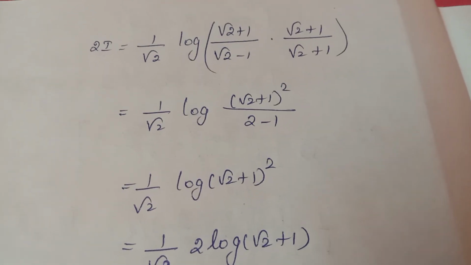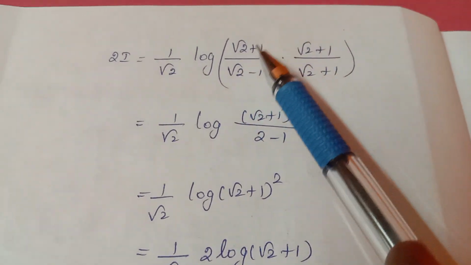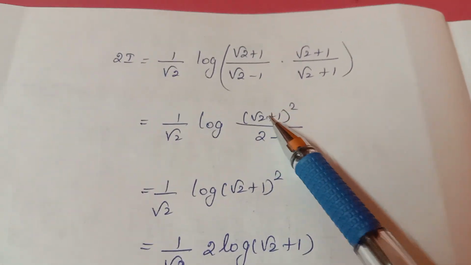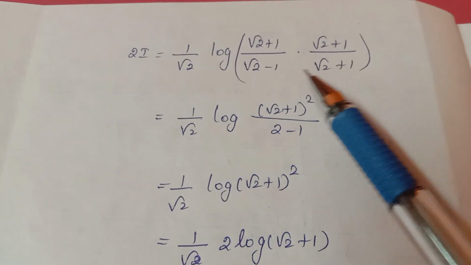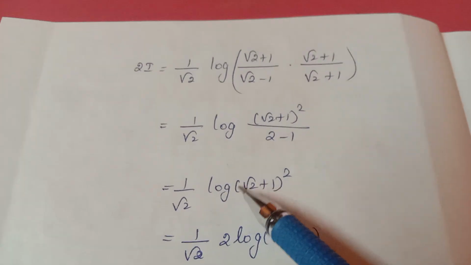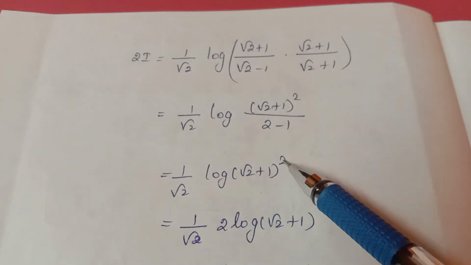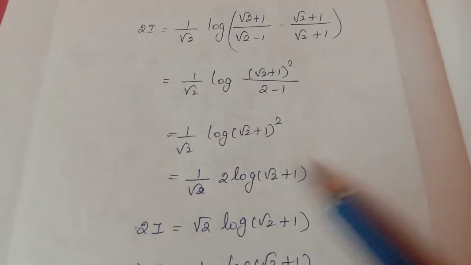So it will be 1 by root 2 into log of root 2 plus 1 by root 2 minus 1 into root 2 plus 1 by root 2 plus 1. If you multiply the numerator, it will be root 2 plus 1 the whole square. The denominator is of the form a minus b into a plus b, which is a square minus b square. So 2 minus 1. So 1 by root 2 log of root 2 plus 1 the whole square. You bring this 2 to this side. So it will be 1 by root 2, 2 log of root 2 plus 1.